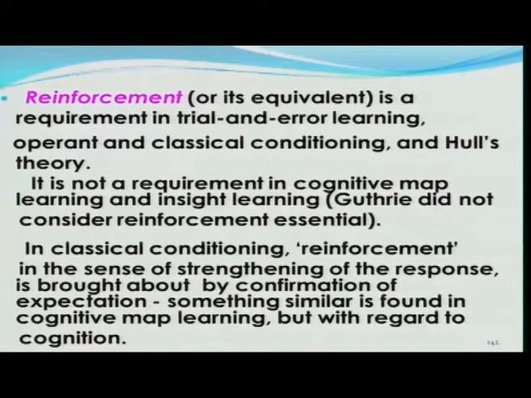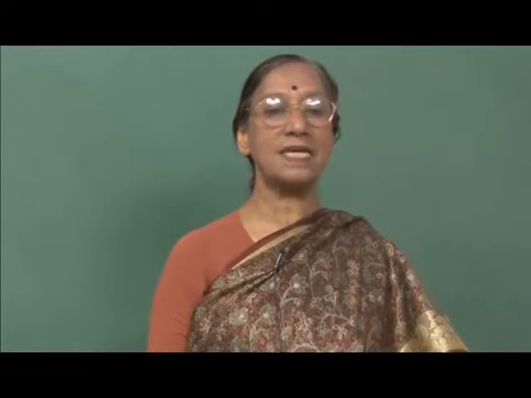Further, in classical conditioning, the term reinforcement comes into the picture in the sense of strengthening of the response, but this is brought about not in terms of any consequence or in terms of a reduction in the intensity of a drive, but rather by confirmation of the expectation, something similar to what is found in cognitive map learning, but with regard to cognition. That is, in the typical classical conditioning paradigm, reinforcement would be of a cognitive kind to the extent that following the CS, the UCS appears as expected.